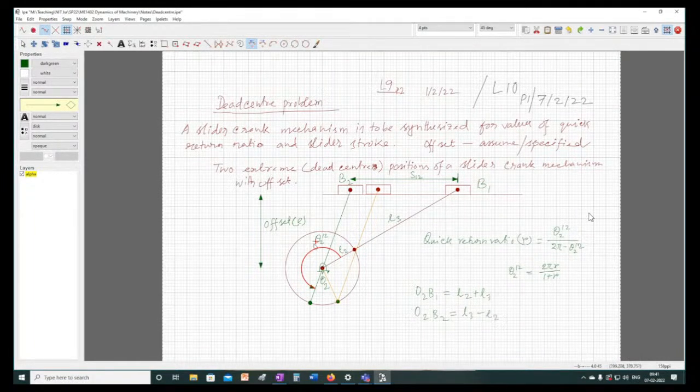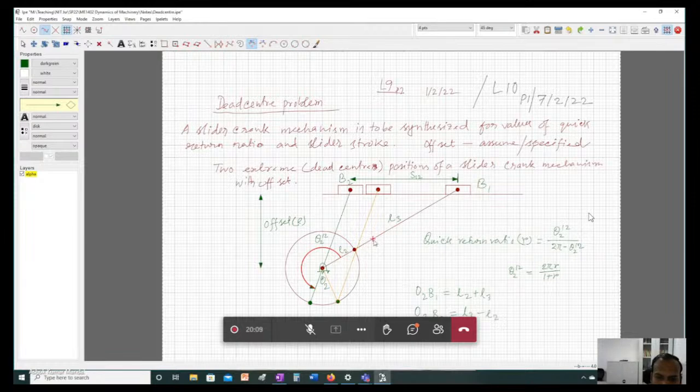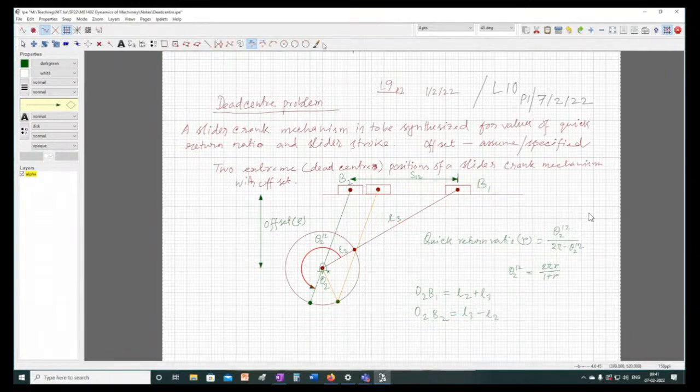And now can you tell me what is this angle? What is this angle? Let me draw it, from this point to this point. What is this angle? Can somebody tell?